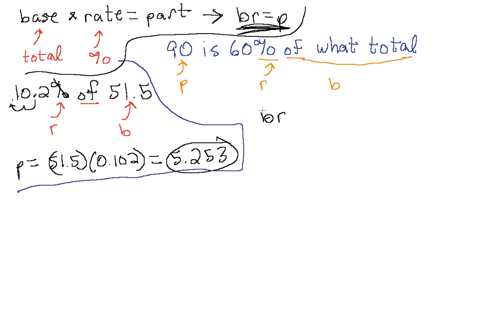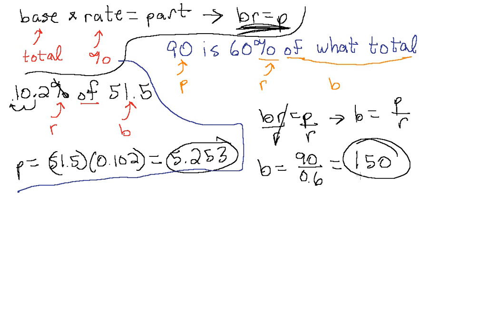So we're going to take our percent equation, BR equals P, and we want to solve for base. What we're going to do is divide both sides by R to isolate our base. That's going to cancel, so our base is going to equal our part divided by our rate. So this is the rearranged form of the equation that we want to solve. Our base is going to equal our part, 90, divided by our rate, which is 60% or 0.6. We just converted our percent into a decimal, and we solve for our base, which is 150. 90 divided by 0.6 is 150. So 90 is 60% of 150. We always want to make sure our answer makes sense, and in this case it does.